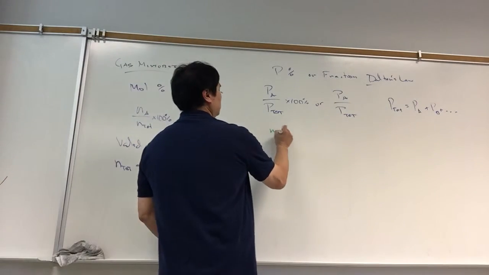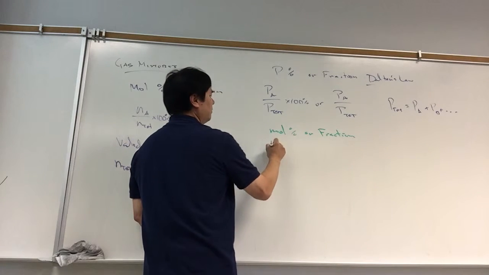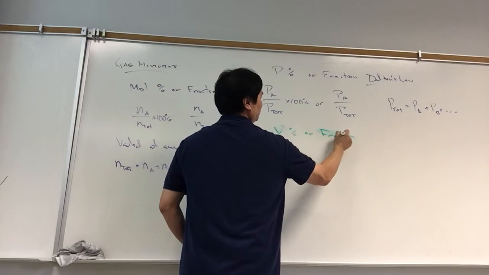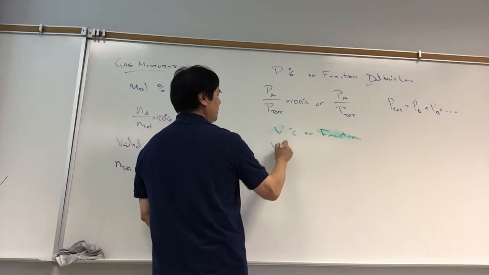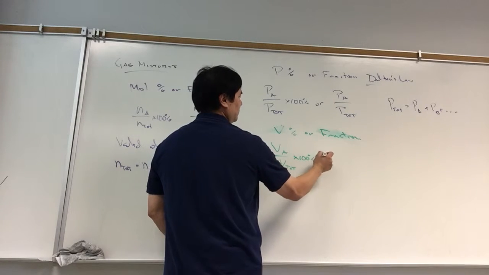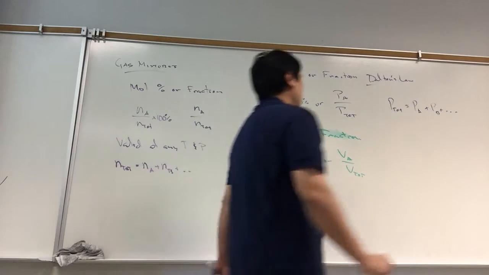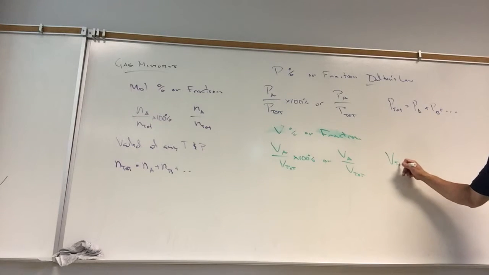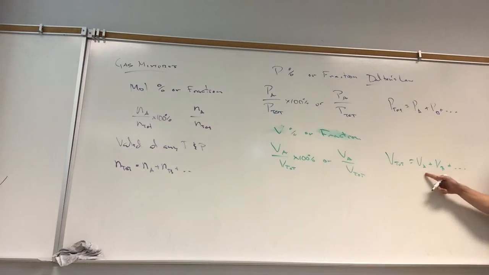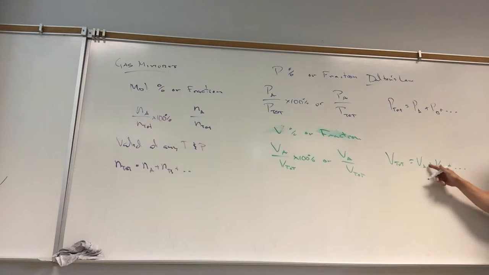Or mole percent. And so the mole percent or fraction is going to be given by, not mole, sorry, volume. Volume percent or volume fraction is going to be given by VA over V total times 100%, or VA over V total. And then we have this, that the total volume is equal just to the sum of the volumes. We call these partial volumes, we call these partial pressures. And so we look at the partial volumes.